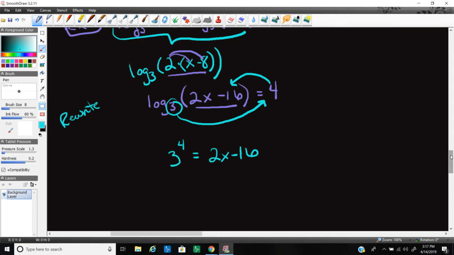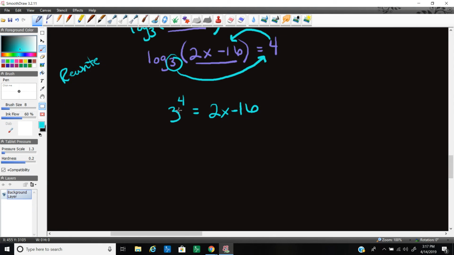Okay. So we're going to go ahead and solve this now. 3 to the 4th is the same as 3 times 3 times 3 times 3. Well, 3 times 3 is 9. 9 times 3 is 27. 27 times 3 is 81. So 3 to the 4th is just 81. So let's rewrite that as 81. 81 is equal to 2x minus 16.